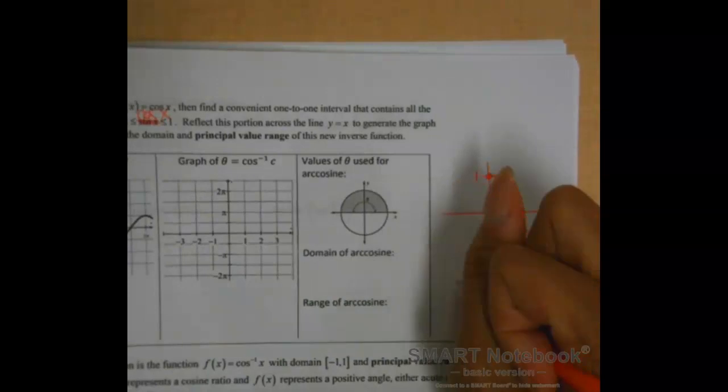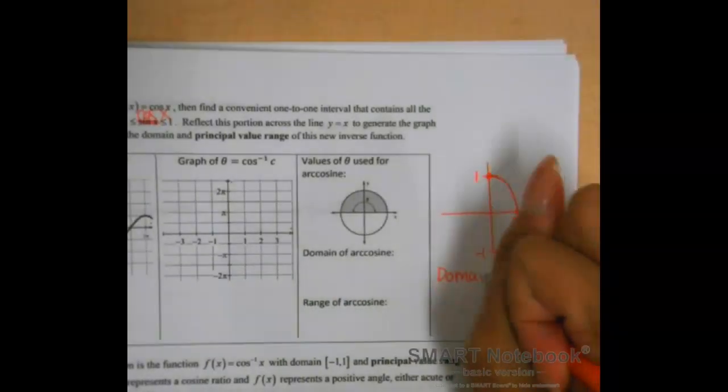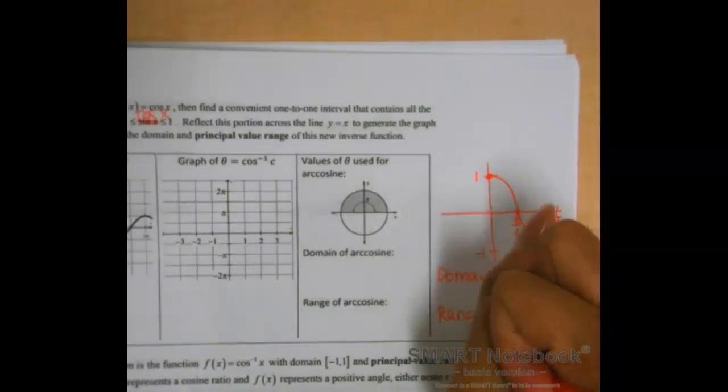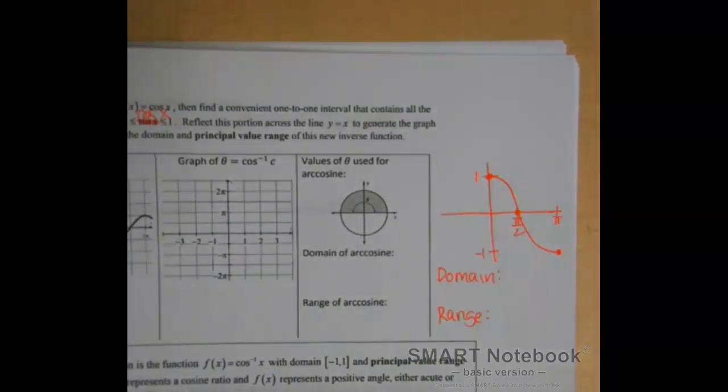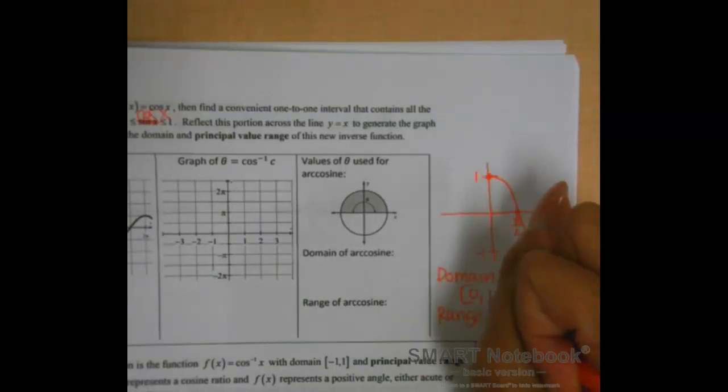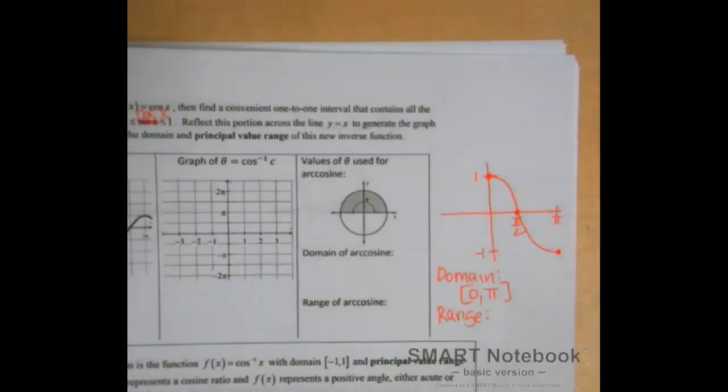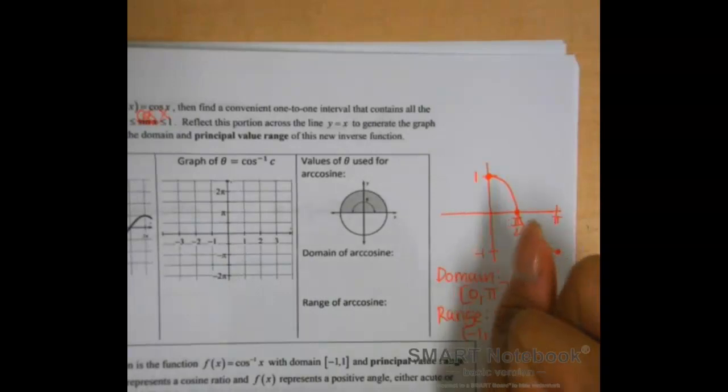Okay, so let's talk about the domain and range. Carlos, what's the domain for this graph? Let's try it again. Domain from where? 0 to pi. So 0 to pi. And what's the range? There we go.